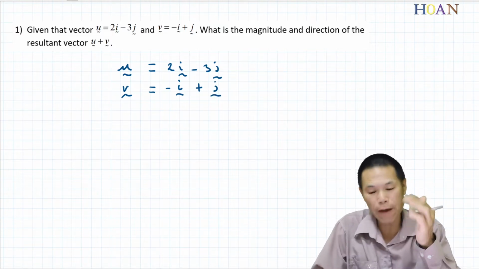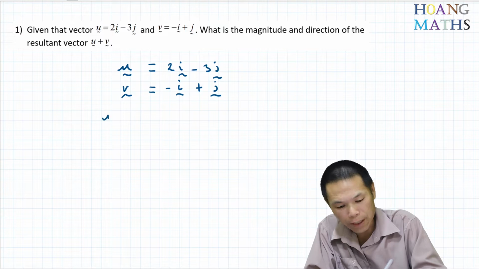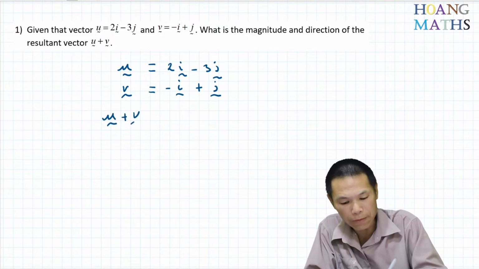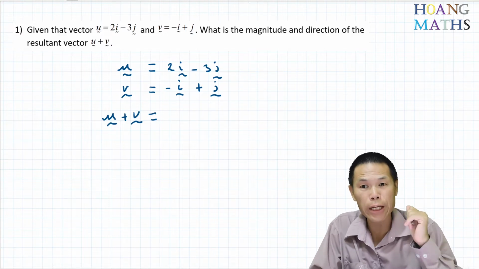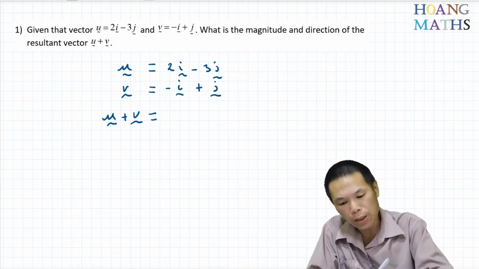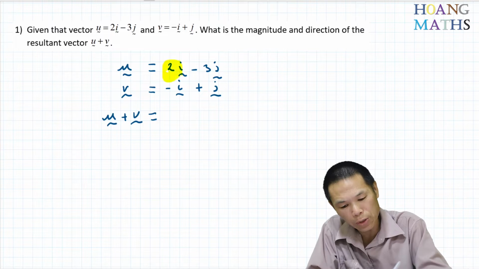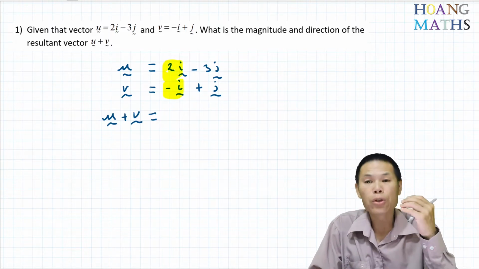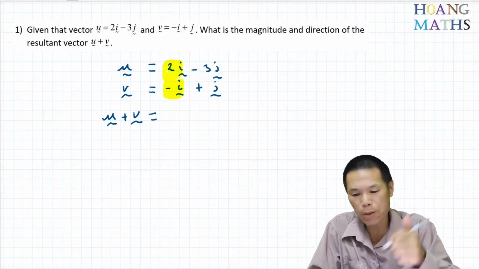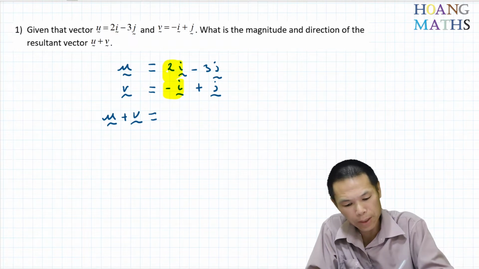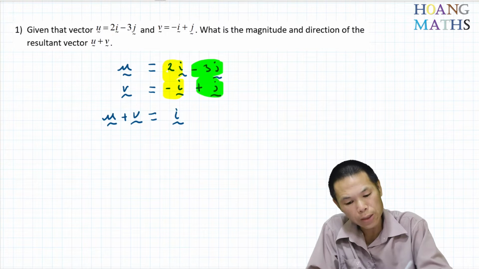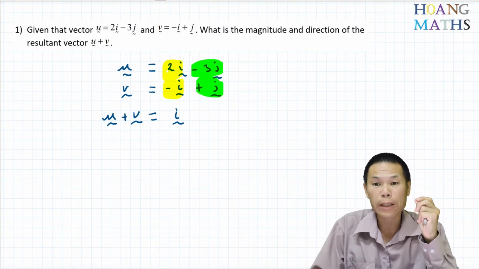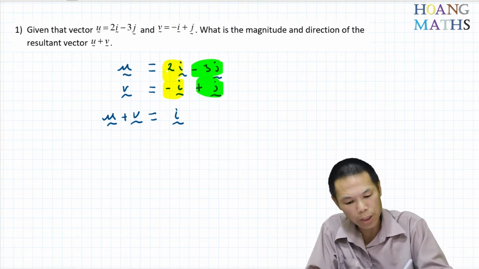So when we add the vectors together, u plus v, we just add the i components together and the j components together. For the i components, we just add these two. So 2i minus i will give me 1i. Now for the j components, negative 3 plus 1 is negative 2. So that means minus 2j.